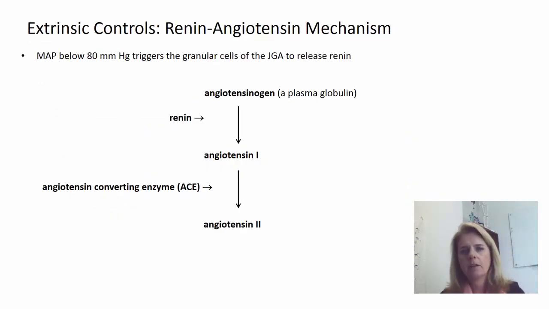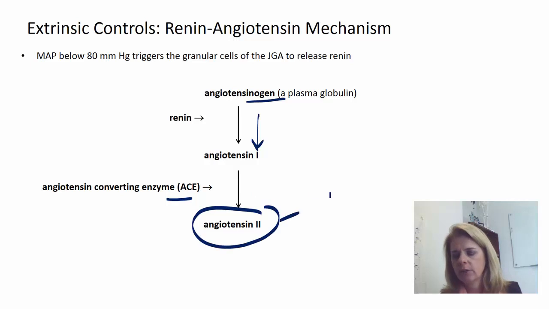So what's renin? Renin is an enzyme that will convert angiotensinogen, which is found in the blood, to angiotensin 1. Another enzyme called angiotensin converting enzyme, ACE for short, converts it to angiotensin 2. And this is the active thing that we're going to talk about.